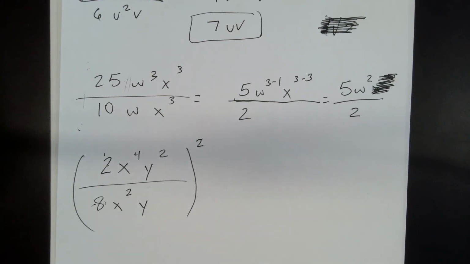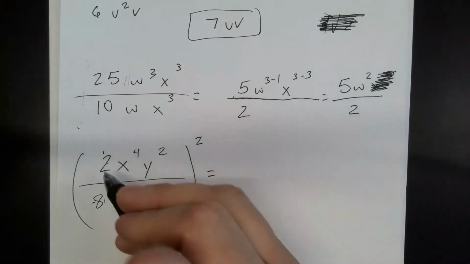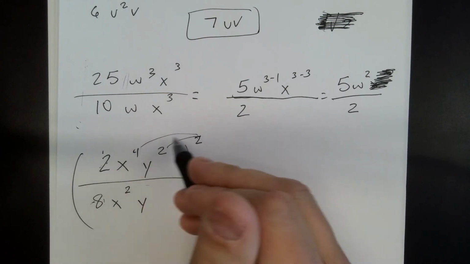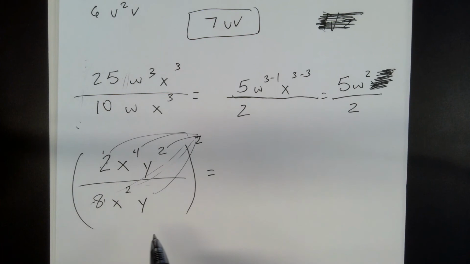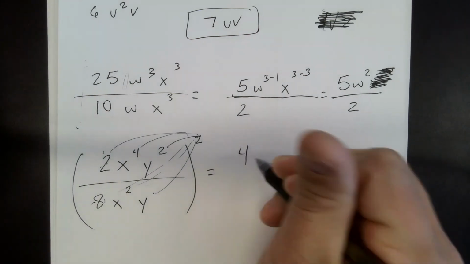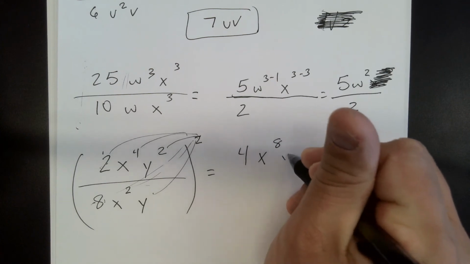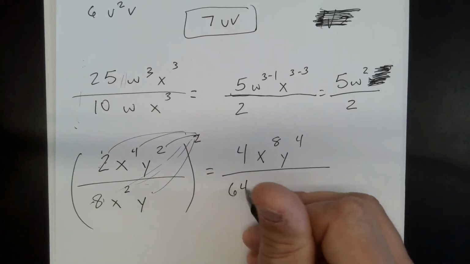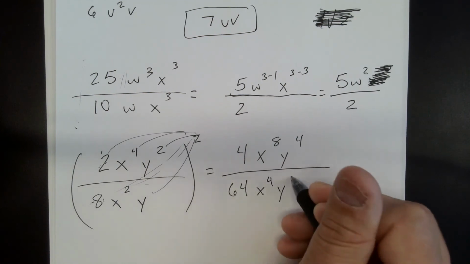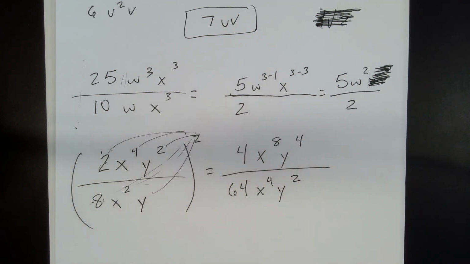Alright, hopefully everyone here is already done. It shouldn't take you too long. When we distribute this 2 to everything, and you should have done that first before you reduce the integers, you need to distribute that thing through to get 4 x to the 8th y to the 4th over 64 x to the 4th y squared.